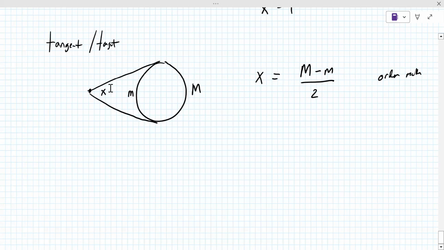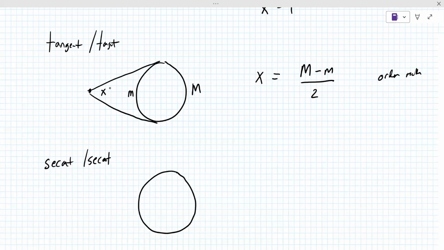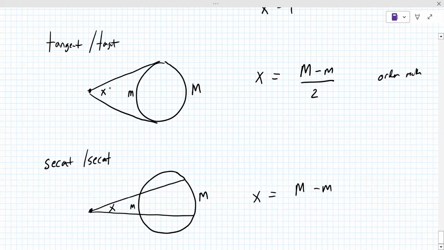The other possibility is what's called a secant. In a circle, a secant means that it cuts it in two places, so something like that, something like that. And it's still big M, little m, and x. And it's still the same formula: big M minus little m divided by 2.